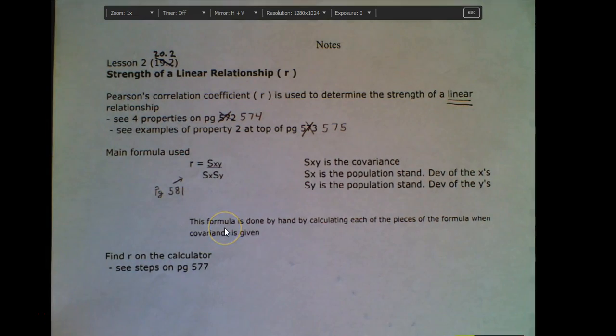All right, for lesson 2 of chapter 20, we are looking into something called the correlation coefficient. This is going to be represented by the variable r. Sometimes they just refer to this as the r value. Sometimes it is referred to as the correlation coefficient.